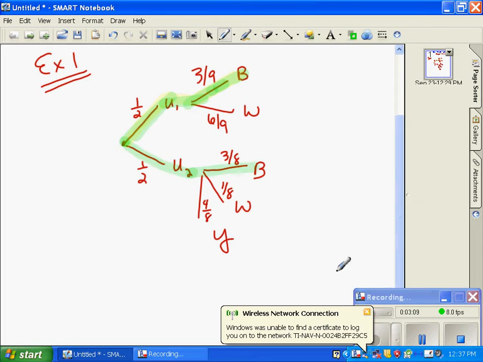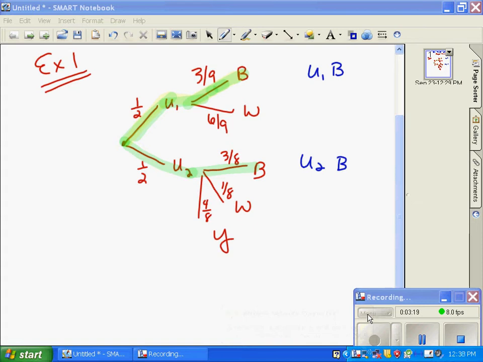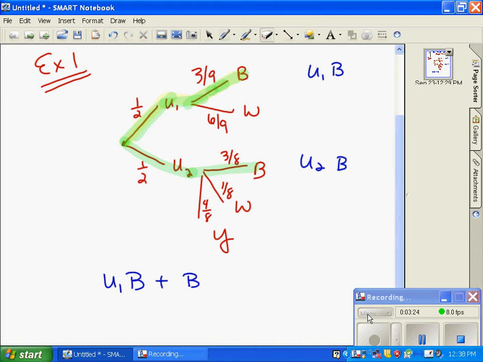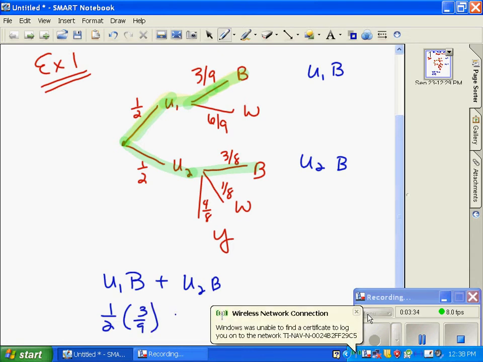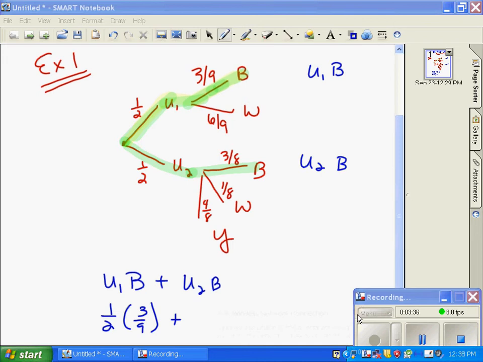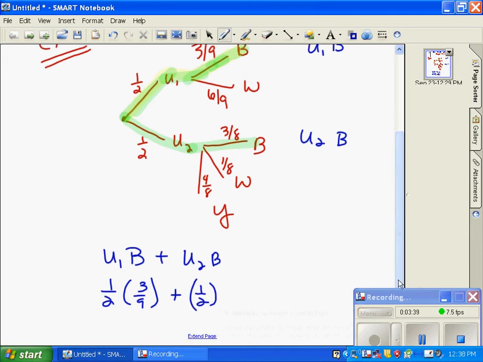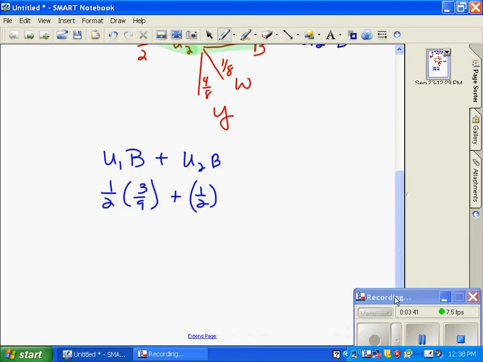So with those 2 routes, what I can get is urn 1 and then a black marble, and urn 2 and then a black marble. So if I want to find the probability of getting just a black marble, I'm going to take urn 1 black plus urn 2 black. So urn 1 has a probability of 1/2 times the black, which would be 3/9, plus urn 2 would be 1/2 times getting a black marble there, and that would be 3/8.